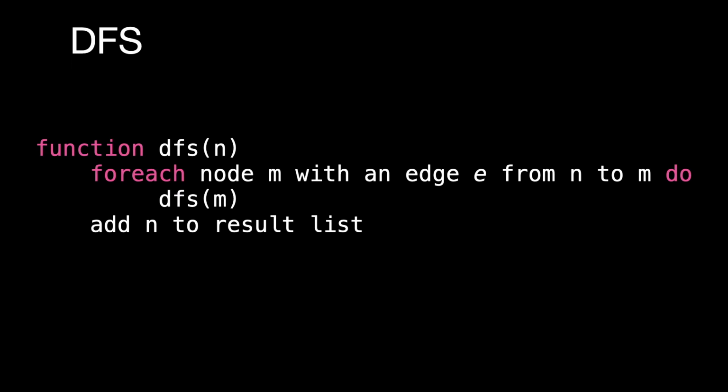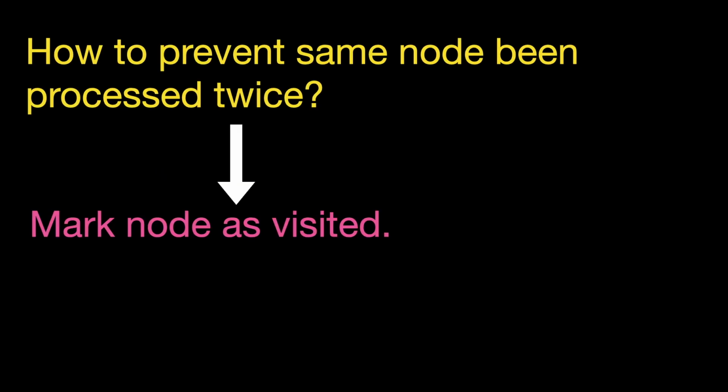Let's first look at the classic DFS algorithm pseudocode. We will have a method DFS which will recursively call itself to traverse all the outgoing neighbors of the current node, and then we will add n to the result list last. Basically, we will always put the prerequisite node into the result and put the current one later. This can ensure all courses the current one depends on will be scheduled first. But how to prevent the same node being processed twice in DFS? Easy. We can mark the node as visited.